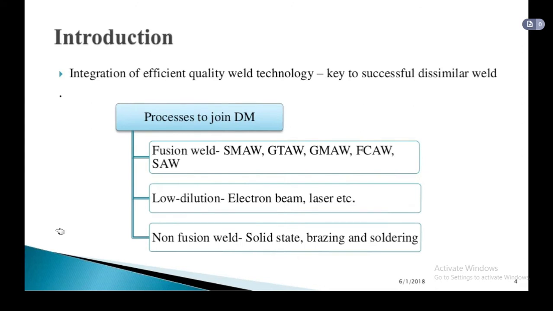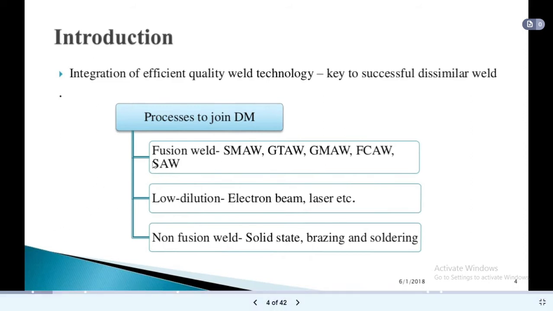Okay, so which are the different procedures used to join two dissimilar materials? The first one is fusion welding. In fusion welding we use submerged arc welding, GTA welding, GMA welding, FCA welding, and shielded metal arc welding.